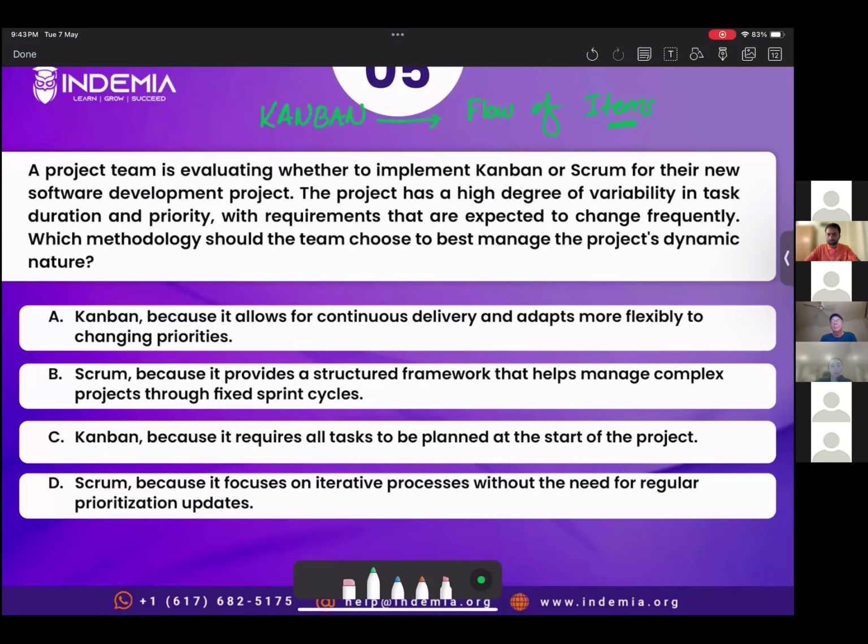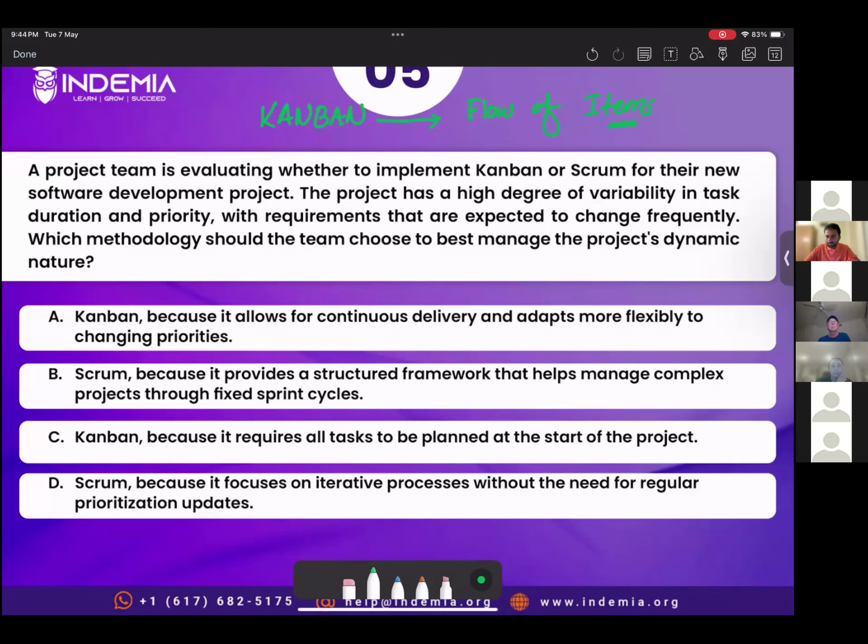All right, but Yusuf, Kanban is not just visualization. It has a lot of things, for example, work-in-progress limits. It has a pull-based system. It has continuous delivery. So it's more than visualization. But thank you for the comment.